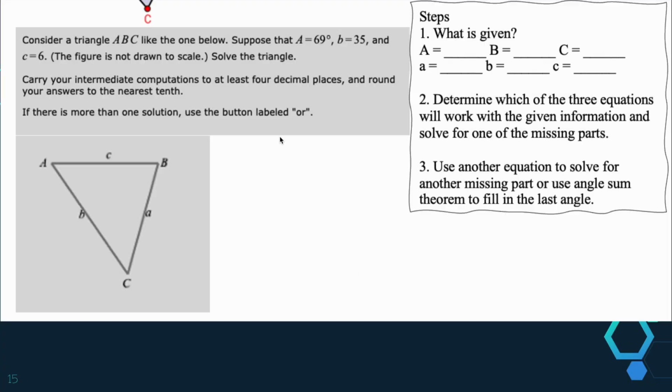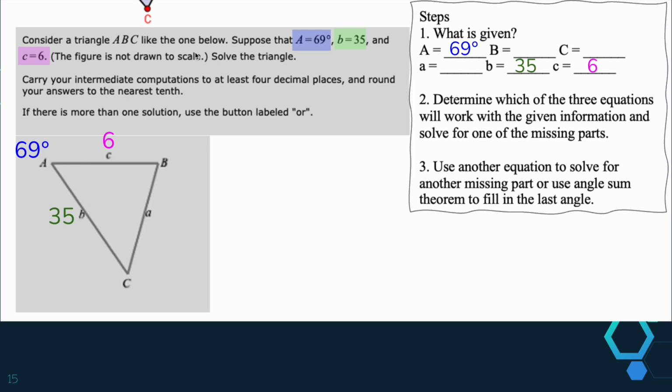So let's go ahead and try this out. Here's the problem they give us. Consider a triangle ABC like the one below. Suppose that A equals 69 degrees. So here's our angle A, and side b equals 35 and side c equals 6. This is exactly what I was talking about: we have sides c and b, and we have angle A, so we're given two sides and an angle.